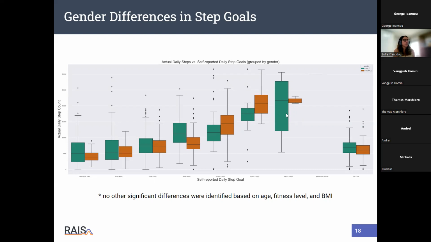And then when it comes to 20 to 25K, we can see that the averages are similar, but the males have a much wider variance. So it's like a wild guess: I will do 20 to 25K, but I could as well do 7.5K or 25K. So that was a little bit of a fun conclusion that we got from this specific diagram, but we did not identify up to now other differences in terms of how well you can predict your physical activity based on age, fitness level, or BMI.